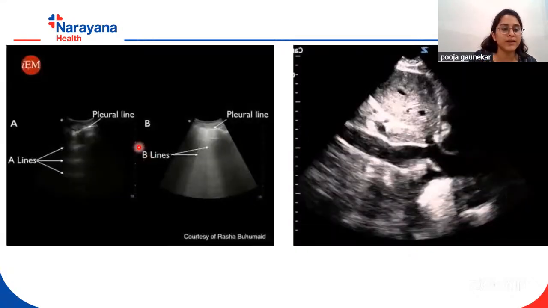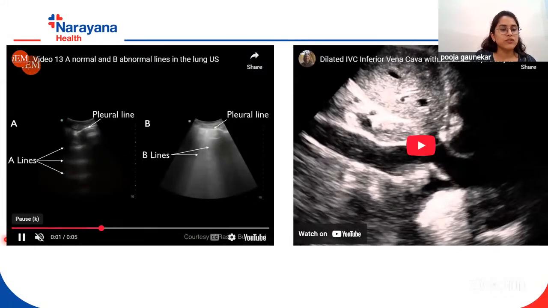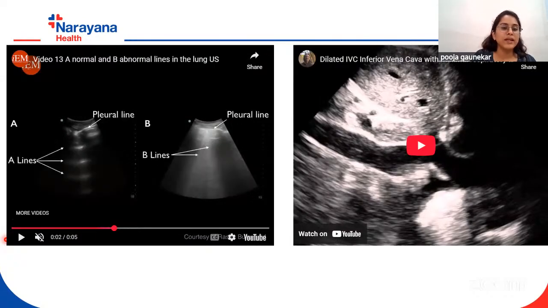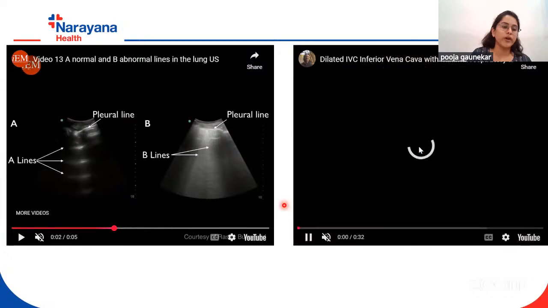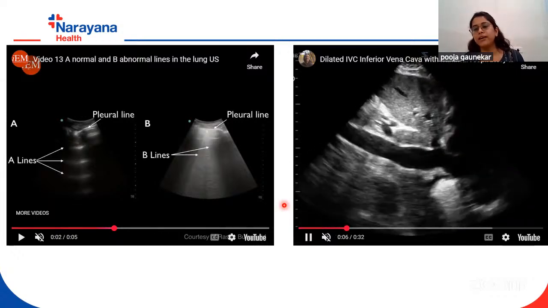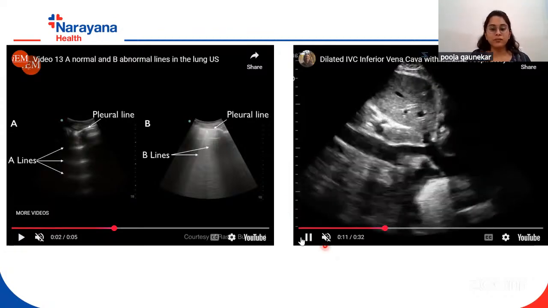So in this video, we can see B lines. So the first picture, what you can see are the A lines, and the second picture are the B lines. So A lines are the horizontal lines and B lines are the vertical lines. So this child has got confluent B lines. And in the second video, we will see the IVC is dilated, and from the little bit of heart that we can see, it looks like it's not contracting very well. So this is a dilated IVC.